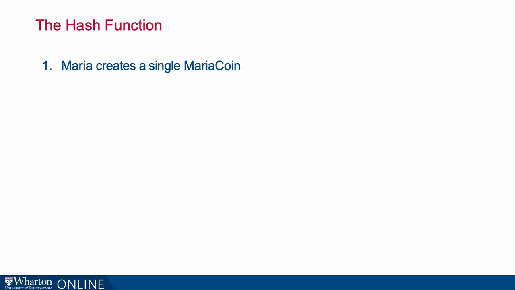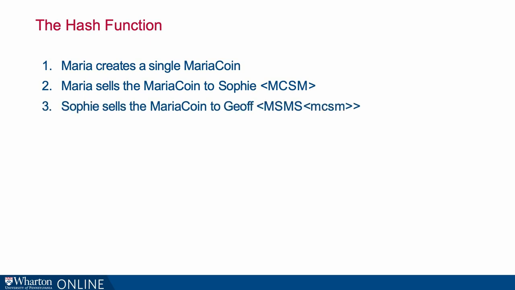So now let's go back to my example from before. Maria creates a single Maria coin. Maria sells the Maria coin to Sophie, and then we have the digest of the previous entry, MCSM. Sophie sells the Maria coin to Jeff, and then we have the digest of the previous entry, MSMS, and then MCSM, and then we have the digest of the whole thing.